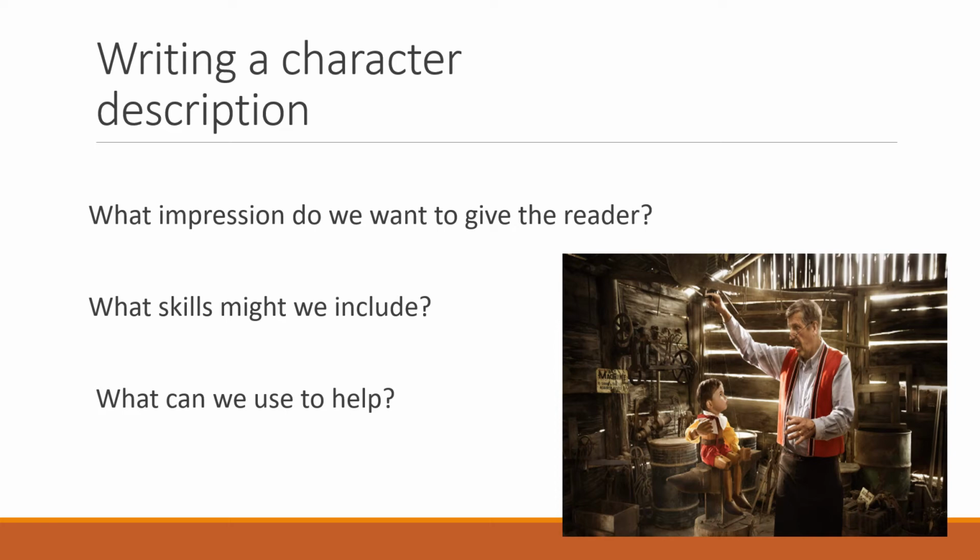Maybe he has been locked away in his shed for days on end, and perhaps he has come up with this quite spectacular but also quite disturbing invention. So you have to think about the language you use and what impression you want to give the reader. And then we think about what skills we might include. We're going to look at that in a little bit more detail, but also what we can use to help us. What can we use from learning you've already done, or other resources? What can you use to help you come up with this character description?